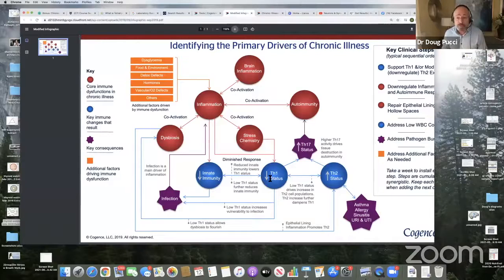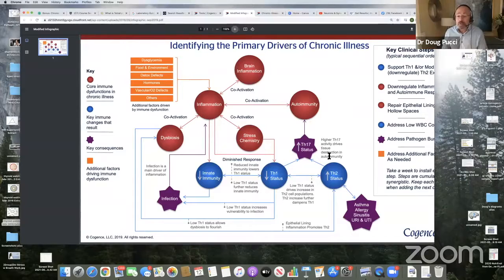The suppression of the Th1 and the promotion of Th2 dominance is going to drive what? Dysbiosis. What does that mean? It means you lose the control of the ecosystem of your gut, and it promotes the overgrowth of bad bacteria, the overgrowth of yeast and fungi, and even parasites. So now you have an inflamed bowel from infections in your bowel, right? So all these things are feedback loops that are going on, and this co-activates the inflammation and back to the brain.